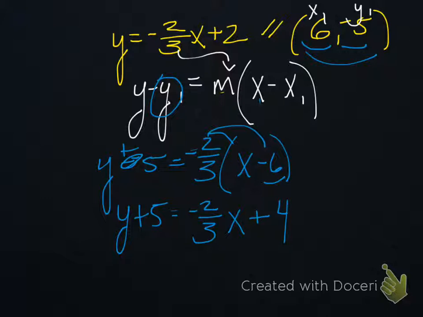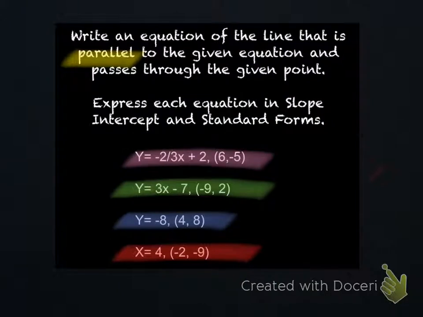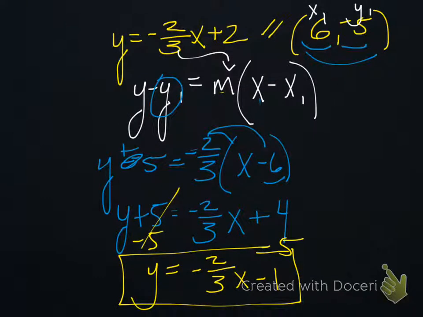Now, to get it in slope-intercept, I'm going to change my color. Let's go yellow. To get it in slope-intercept, I'm going to subtract 5 from both sides, so my y is by itself. See why I wanted to do this first? And I'm done. y is equal to a negative 2/3 x minus 1. So y equals negative 2/3 x minus 1 is the first request, which was to write it parallel in slope-intercept, but it also asked me to do standard.